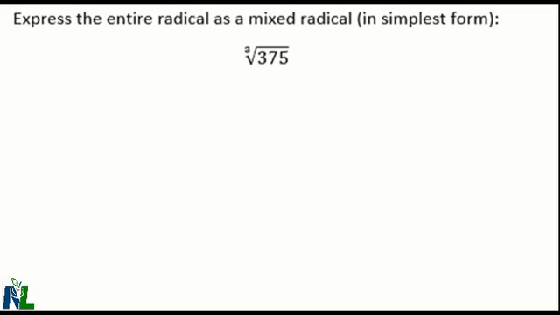This video will show how to write an entire radical as a mixed radical in simplest form. And you can see we're using an index of 3 right here, so we're rewriting a cube root. Let's start by finding two numbers which multiply to give 375.